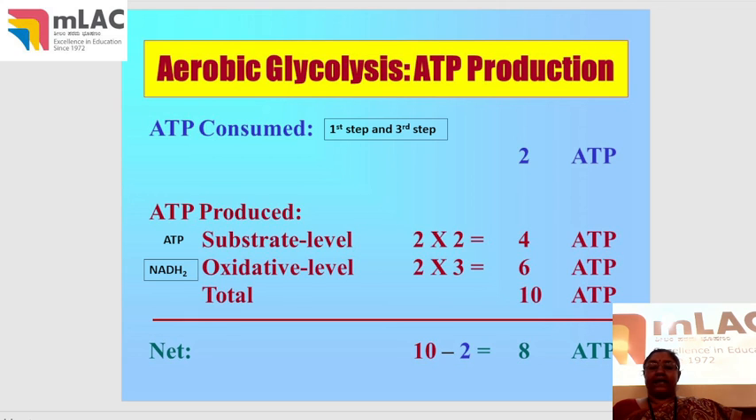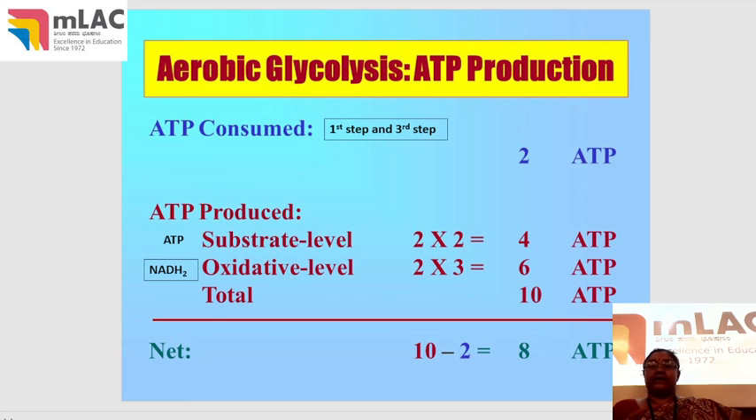When we are counting the ATPs produced, direct ATP production happens in two steps. So we have 4 ATPs there. And then from the NADH2 molecules, we have the equivalence factor, and therefore we have 6 ATP molecules. When we add up all of them, we get 10 ATPs. Out of 10 ATPs, 2 are utilized in the first set of reactions, and therefore the net yield of ATP per cycle of EMP pathway is considered to be 8 ATP molecules.